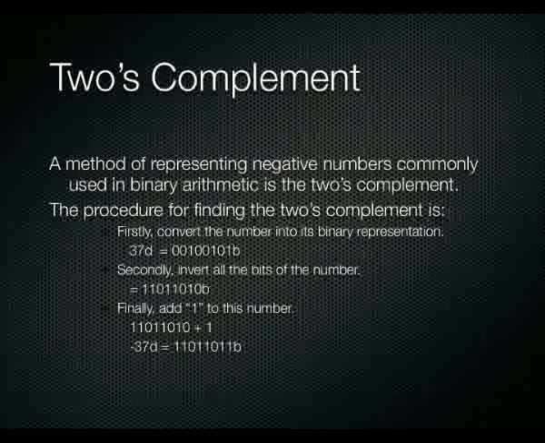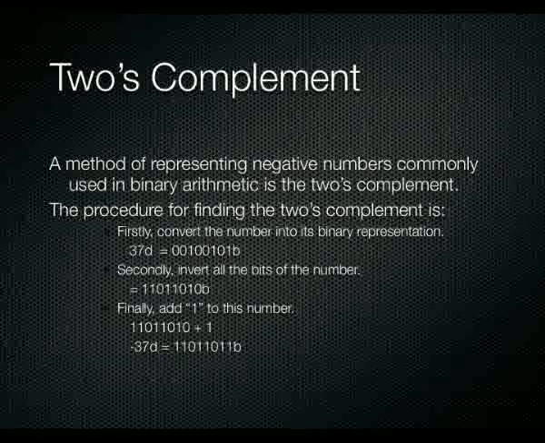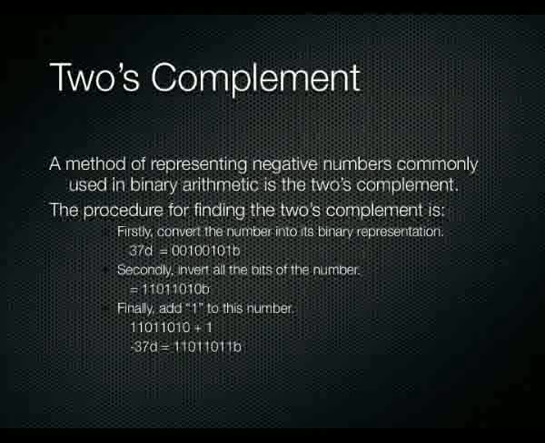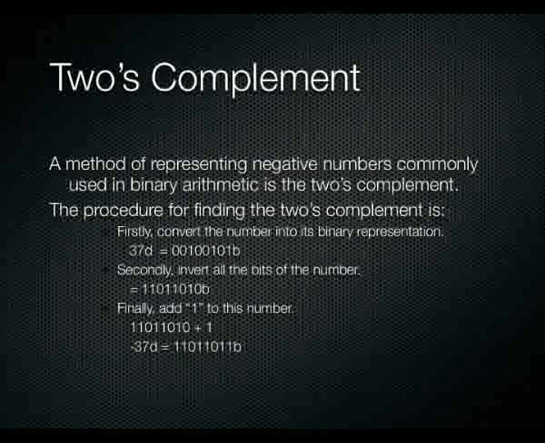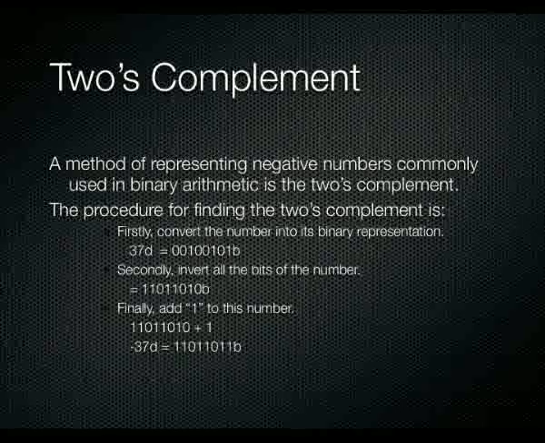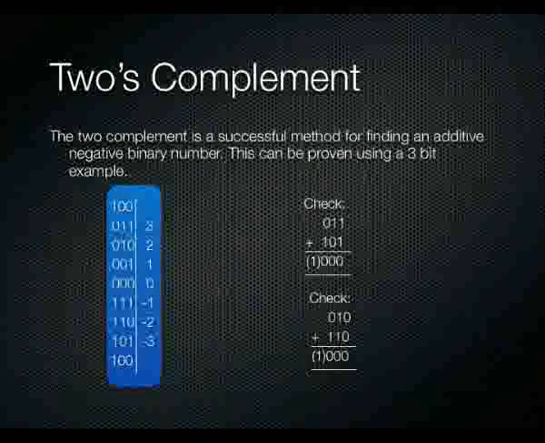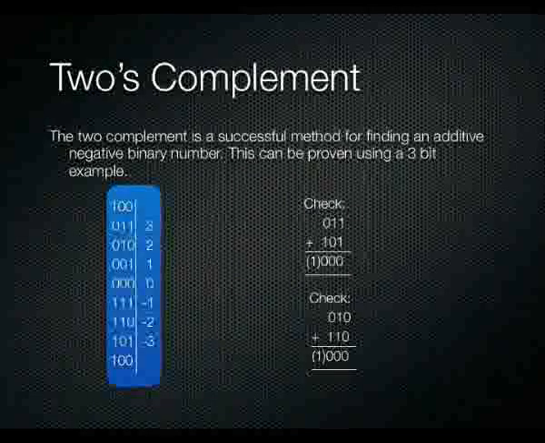Okay, so if you take the number 37, convert it to its binary number of 00100101, we then invert all those bits, so we get 11011010, and then we add 1 to it. Then we'll get the negative 37 twos complement equivalent, which in this case is 11011011B. All our problems are now solved.